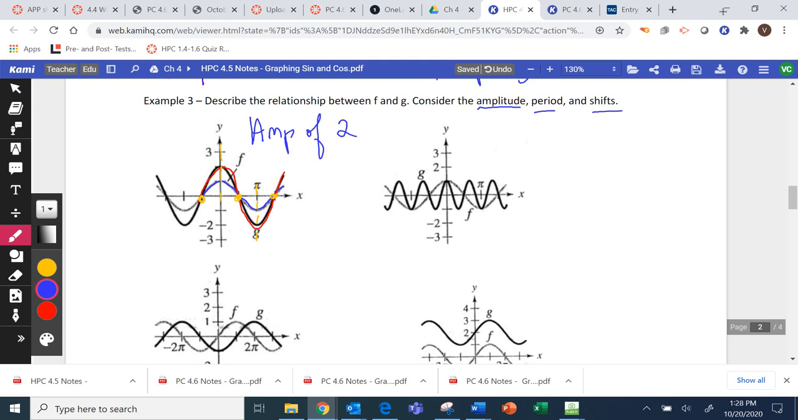All right, the next one, the f function is the parent function, which I'm kind of highlighting here. And then the g function is the dark black one.